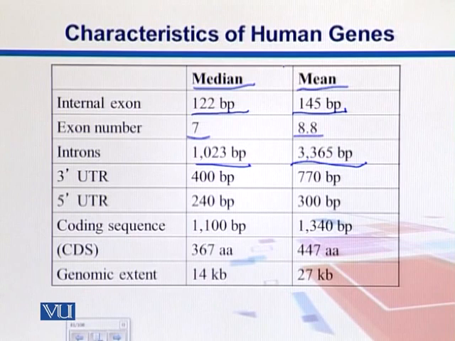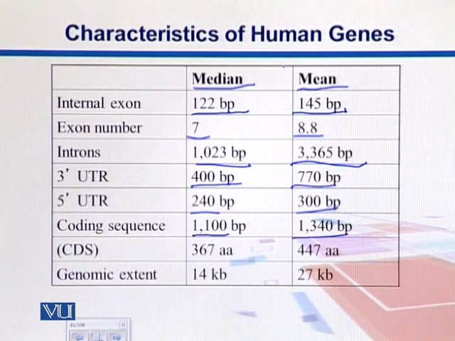3' UTRs are the untranslated regions towards the 3' side. The DNA gets transcribed into messenger RNA, and then messenger RNA is translated. So UTRs are that part of messenger RNA which are not translated, but they are transcribed into messenger RNA. If you look into 3' UTRs, the median is around 400 base pairs, and the mean is 770. 5' UTRs are 240 base pairs. Coding sequences are around 1 kb median, 1.3 kb mean.